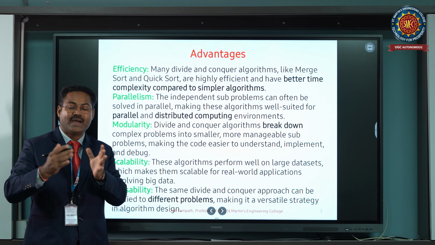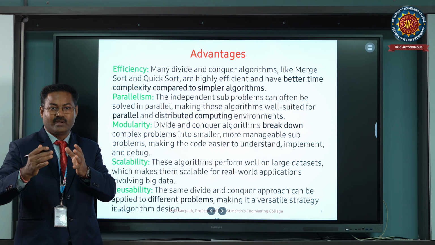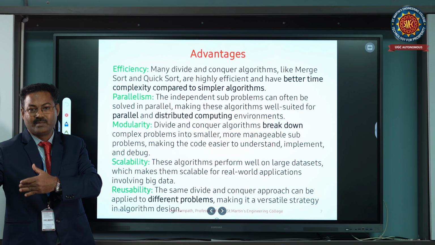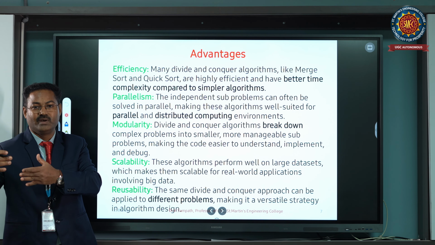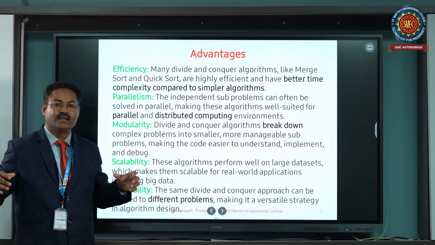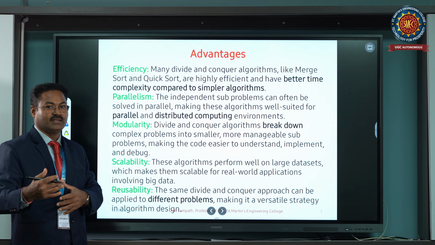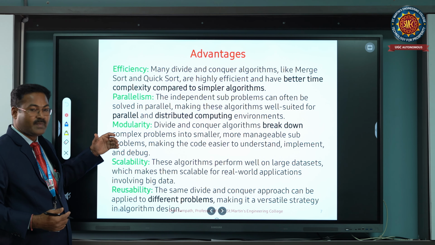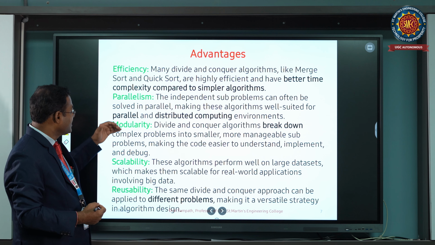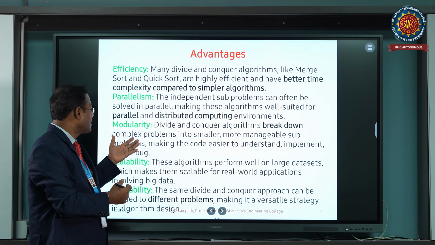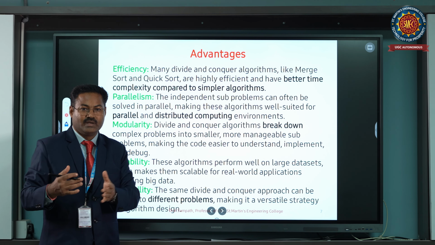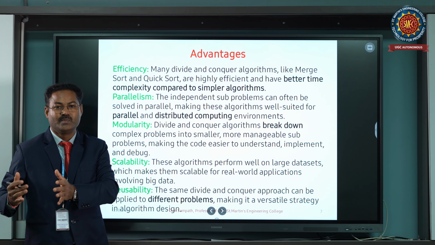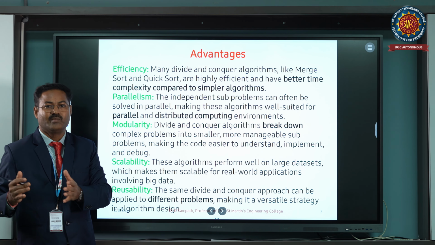And parallelism. Parallelism means at a time we are solving the problems in parallel. I divided problem P into P1, P2, P3, and at a time we can solve them independently of each other. So we can say it is parallelism. Modularity. Modularity means we are breaking down a complex problem into different modules like P1, P2, P3. These are the different modules.